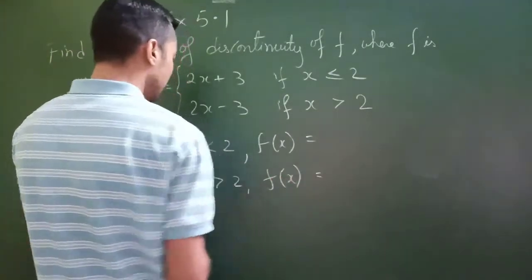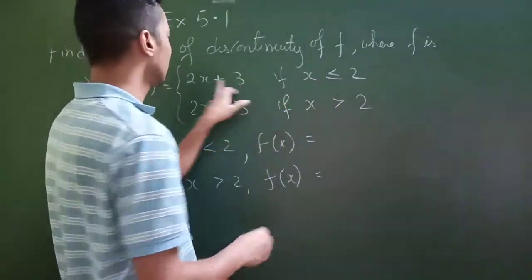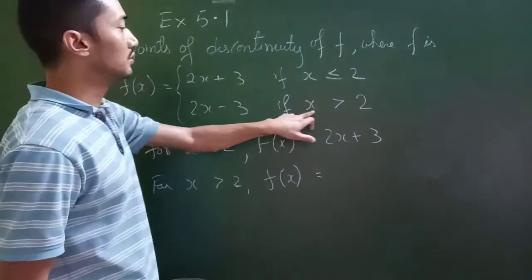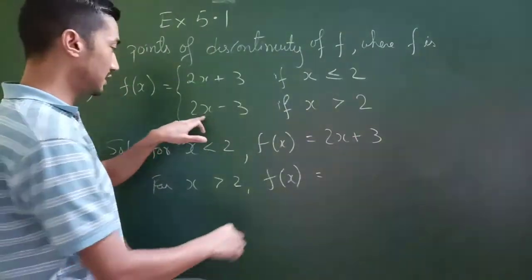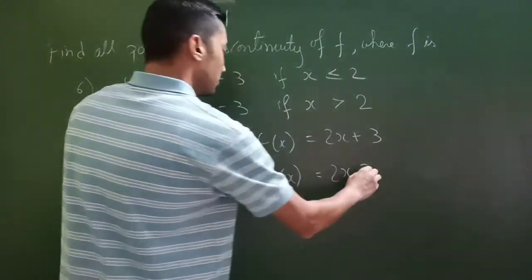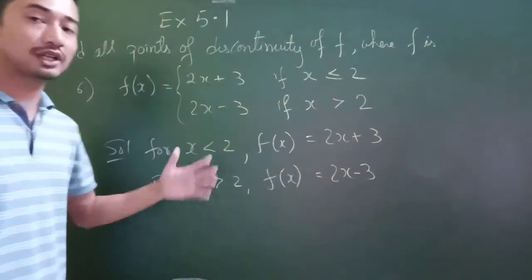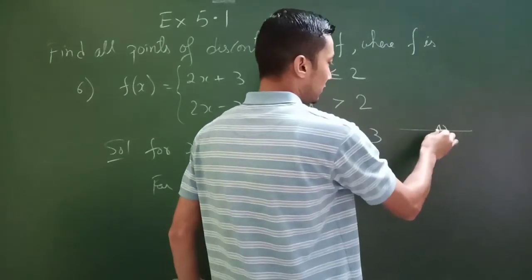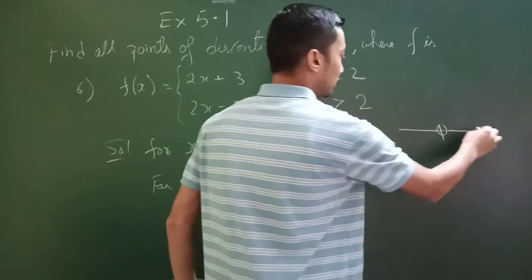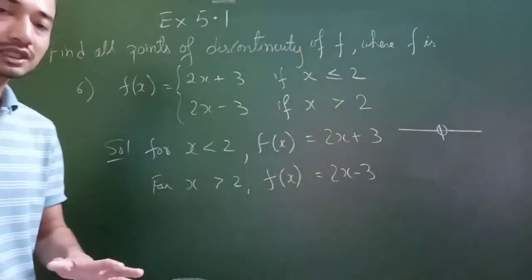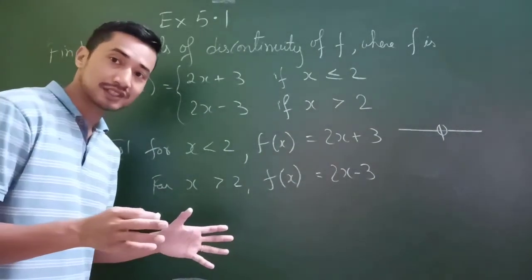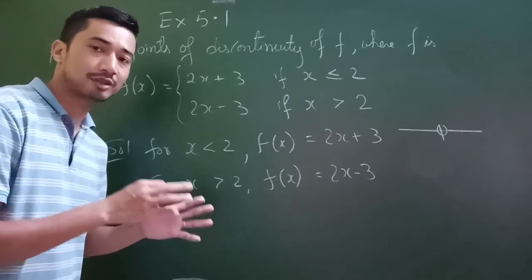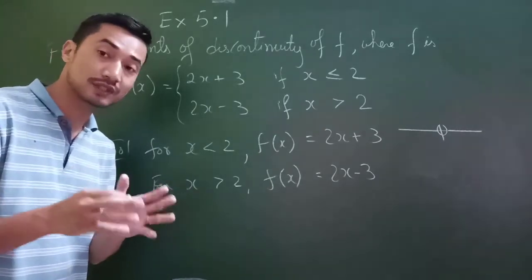For x less than 2, my function is 2x plus 3. For x greater than 2, what is my function? It's 2x minus 3. So now you will see that on the number line, anything less than 2 or greater than 2 is a polynomial function. And in the previous video, I gave you that every polynomial function is a continuous function.